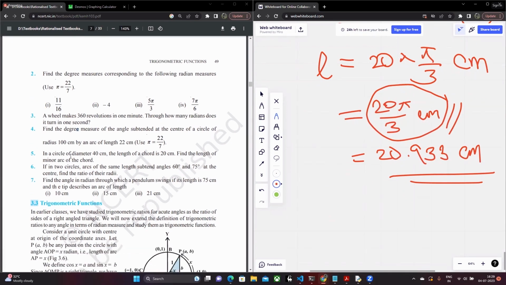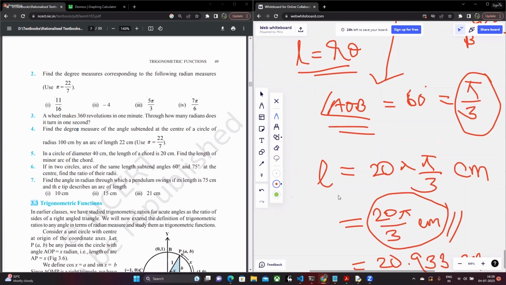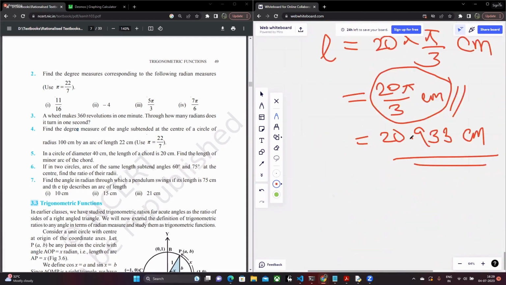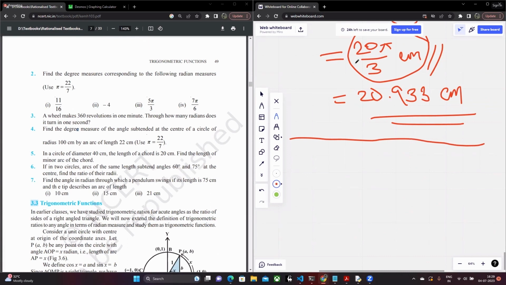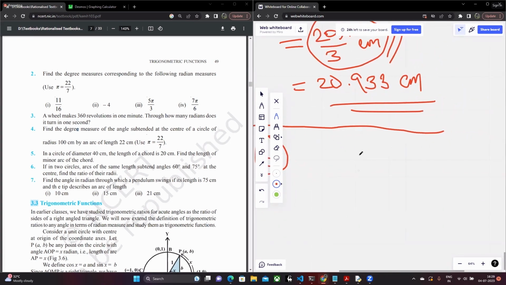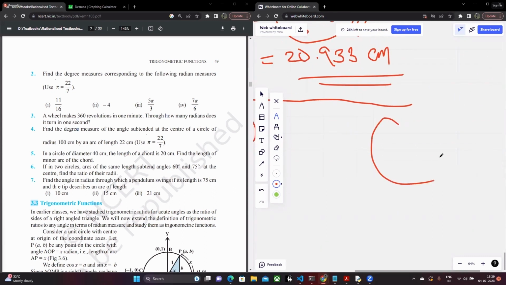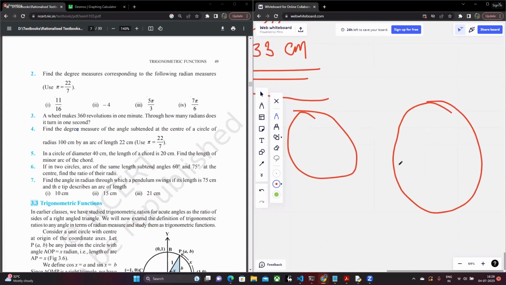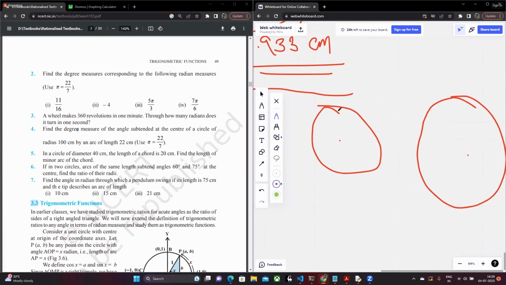Having taken care of that, that's question number 5. Here you have question number 6. If in two circles, arcs with the same length subtend angles 60 and 75 at the center, find the ratio of their radii. So first of all, you have two circles of different sizes. Let this be R1 and let this be R2. This length be L, and this is theta 1.